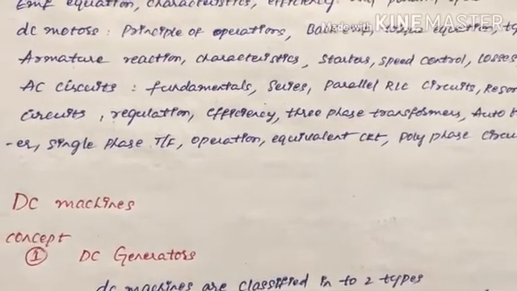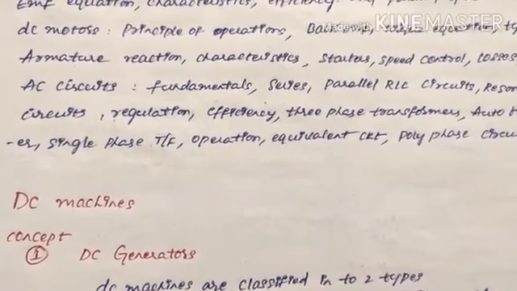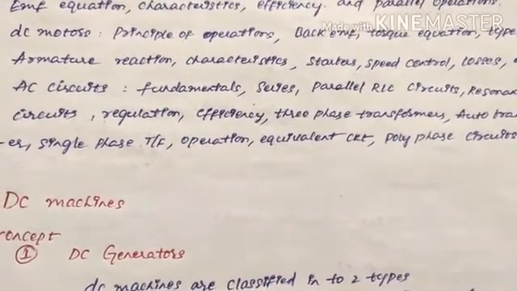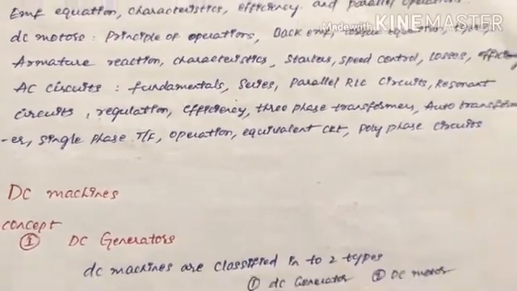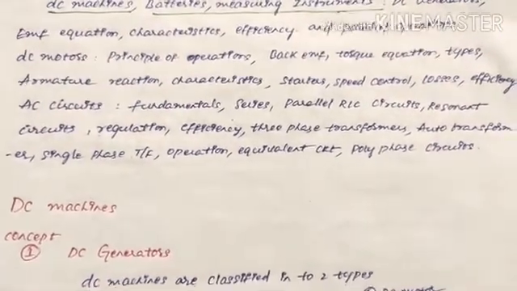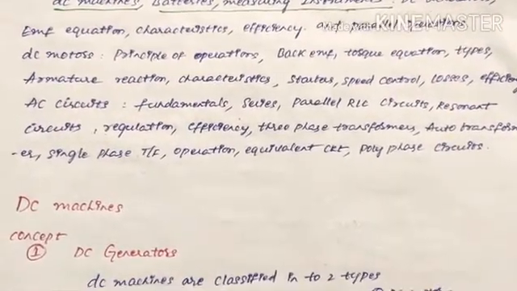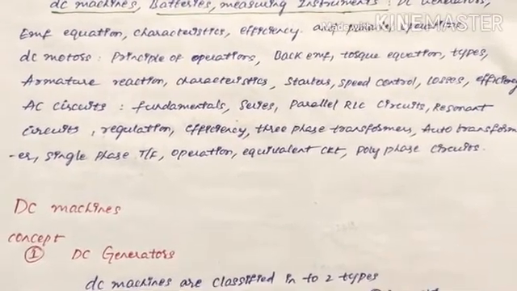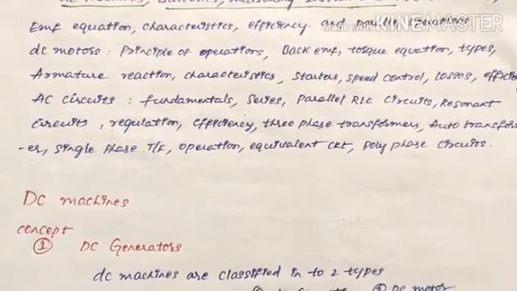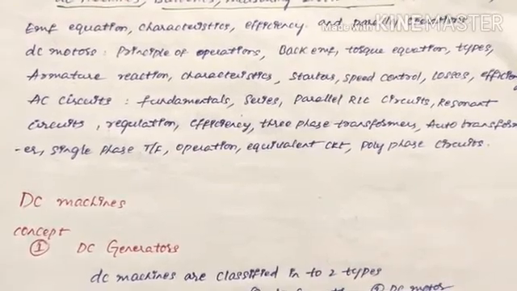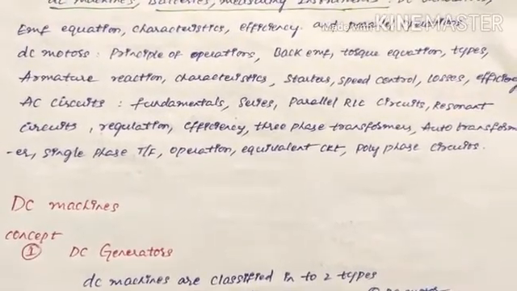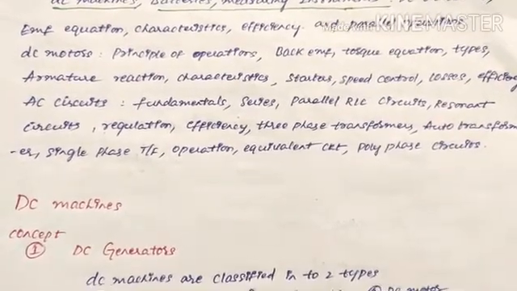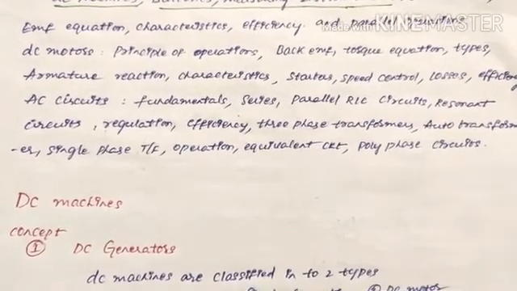What is a DC generator? A generator uses mechanical energy as an input and gives electrical energy as an output. That means it processes the mechanical energy and gives output as electrical energy. Whereas a DC motor takes electrical energy as an input and gives mechanical energy as an output. That means a DC generator is the converse of a DC motor.